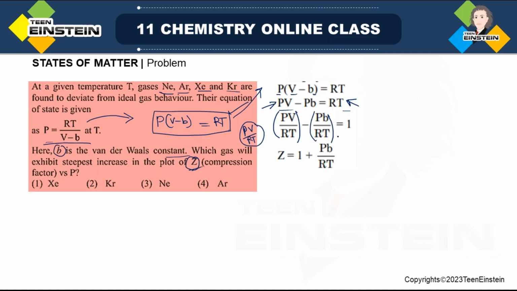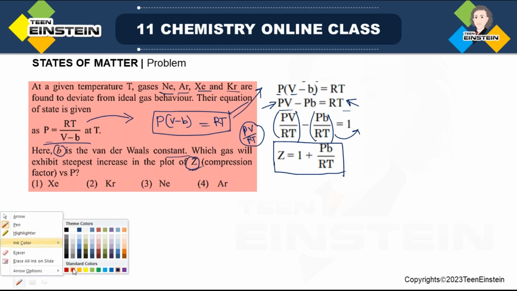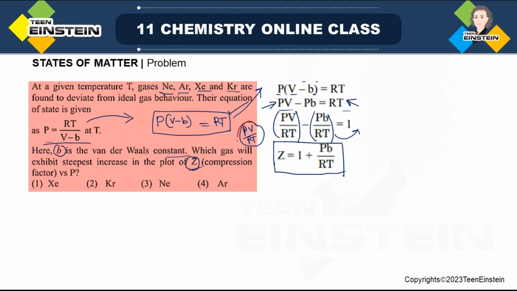Right hand side it is 1. So bring this term in the right hand side. So ultimately you are getting this. Our purpose is to arrange the equation in such a way so that you can get this term. Which term? You have to get this term because ultimately you need that equation from where you can draw the plot of Z versus P.